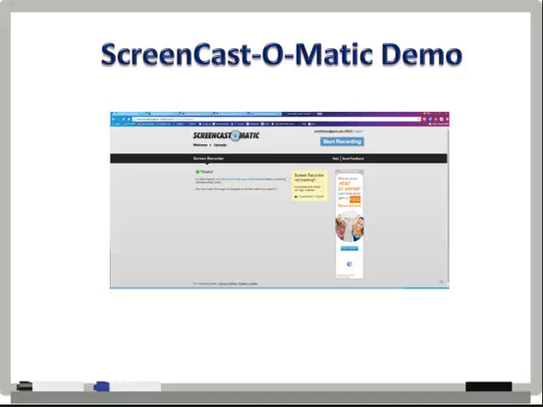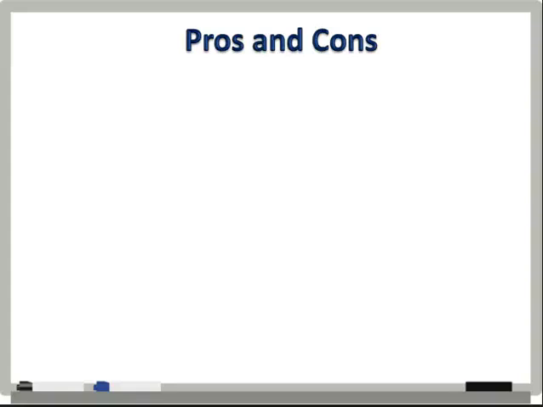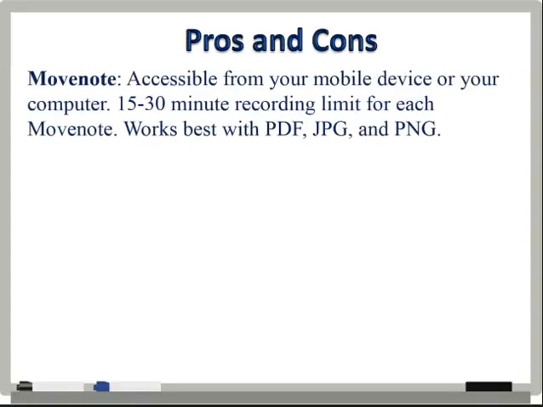Let me share with you very briefly what I consider some of the pros and cons for both of these. On MoveNote, again, they're both accessible, but on your mobile device, you have 15 to 30 minutes of recording time, and you have to take the time to change your format, save the format of the work as a PDF or as a JPEG.